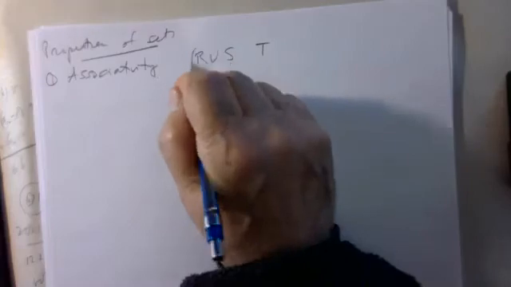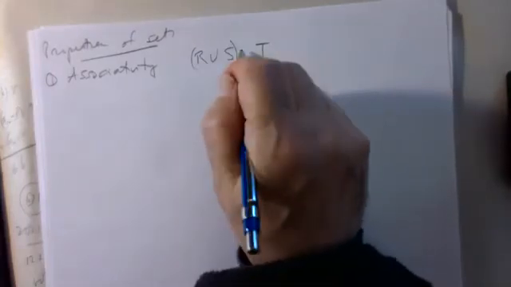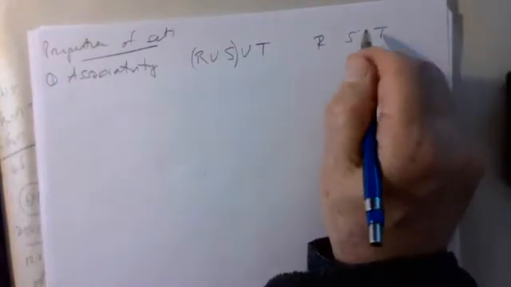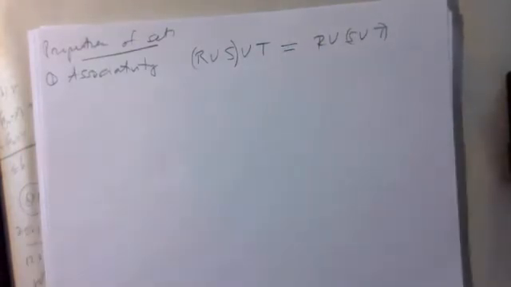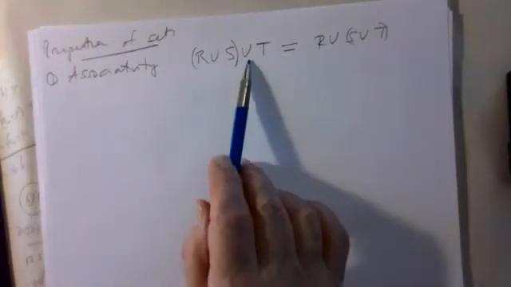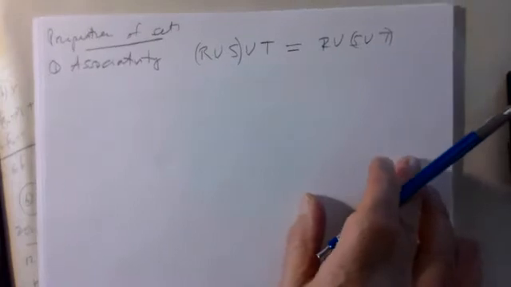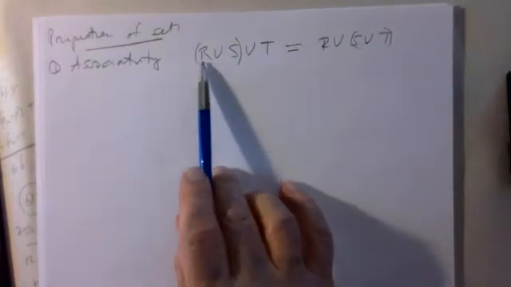So the first is called associativity. Suppose we have sets R, S, and T. So I could take the union of R and S, that's a set, and I can take the union of that with T. Or I could start by taking the union of S and T, and then R union that. And this identity has a name. It's called the associativity of taking unions of sets.